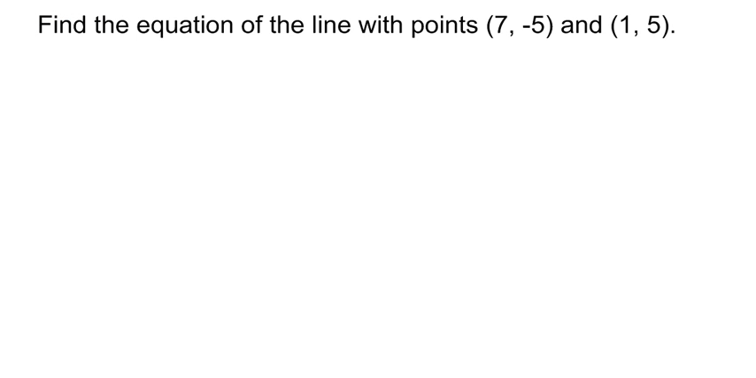This one is on finding the equation of a line when you're given 2 points, and this particular video is on slope point form. If you don't remember what slope point form is, it's y minus y1 is equal to m times x minus x1. So it's a little different than y equals mx plus b. It doesn't have the y-intercept there.